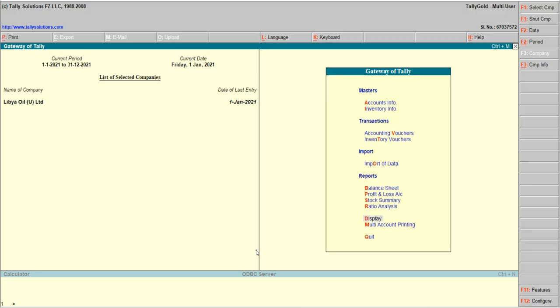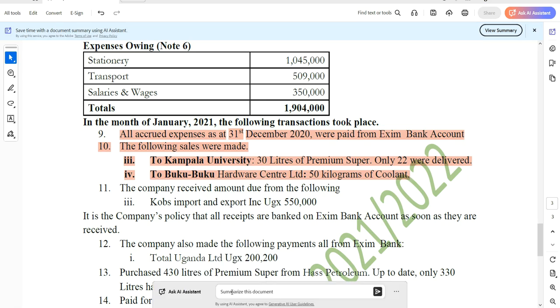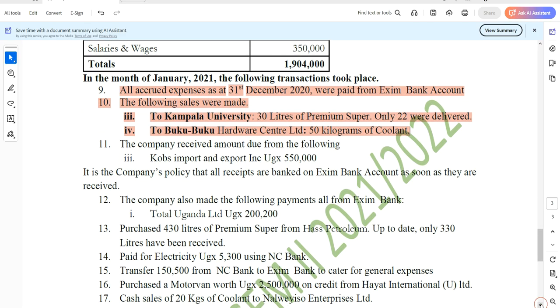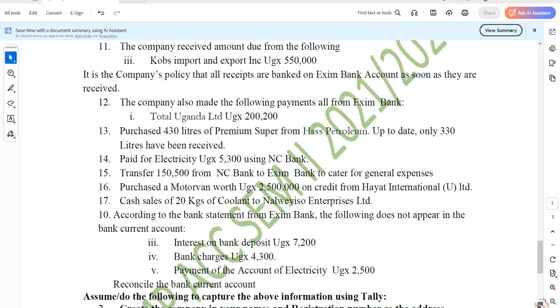Okay, so what's the next transaction? The next transaction is the company received amount due from the following: Cobbs Import and Export Inc. Now, we don't have Cobbs Import, by the way.